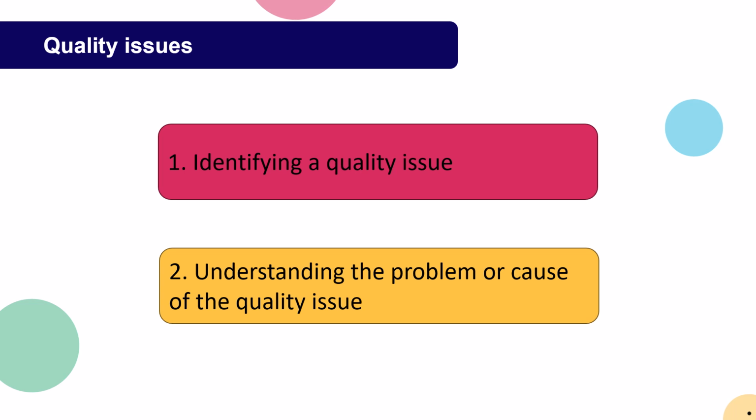A common pitfall is to move straight to testing new ways of working without spending sufficient time understanding the cause of the issue. Before you begin any improvement work, you need to be able to identify a quality issue, and secondly, understand the problem or cause of the quality issue. If we don't understand the cause of the issue, then any solution we may apply may not last.